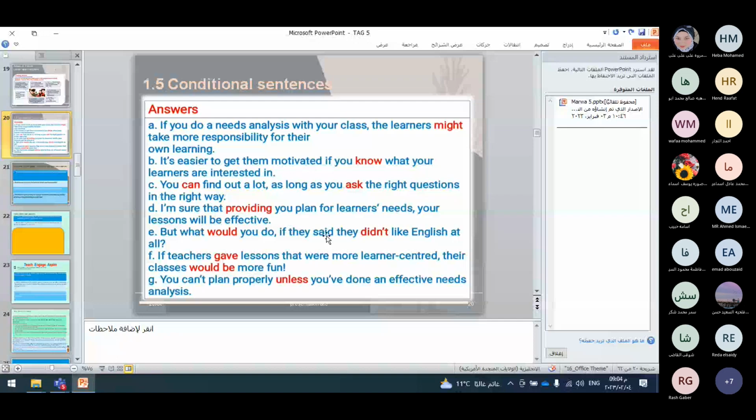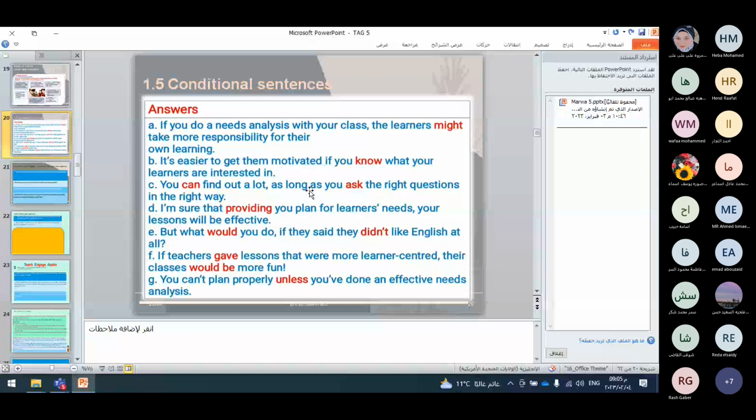Okay, what about this question? Which word can replace providing and as long as in sentences C and D? You will have a look at them, don't worry. Does using providing and as long as change the meaning in any way? So we will have a look at sentences C and D. You can find out a lot as long as you ask the right questions in the right way. This one asks about the use of as long as. Does it change the meaning or is it the same meaning here? The same meaning. Yes, I agree with you, my dear colleague.